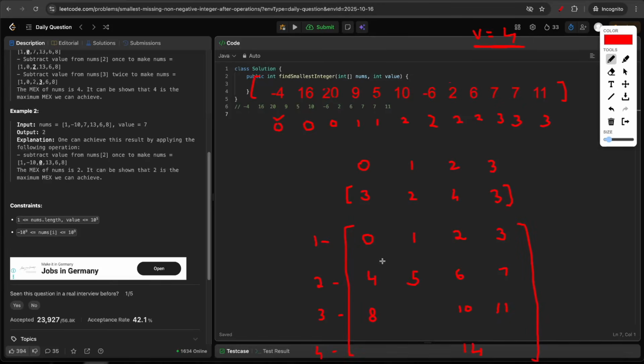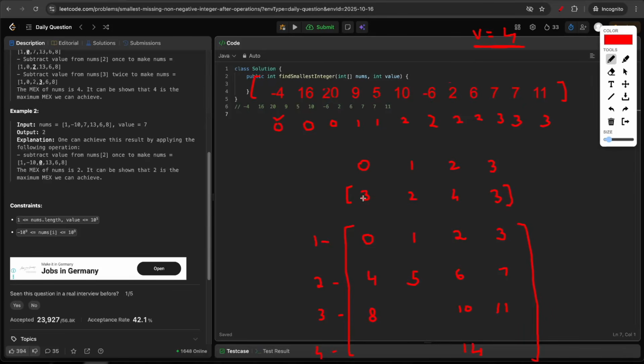So from this table, we can see that the numbers are in increasing order. So 0, 1, 2, 3, then 4, 5, 6, 7, then 8, 9, 10, 11, then 12, 13, 14, 15. From this table, we can see that 8 is missing. And sorry, 9 is missing. And we can say 9 is missing by looking at the frequency. Because here we have frequency 3.